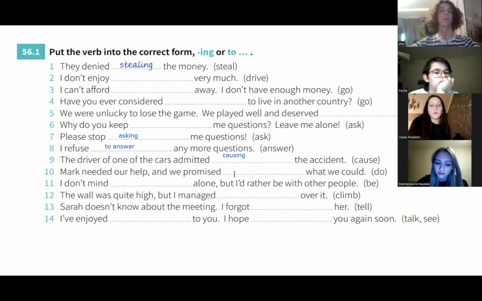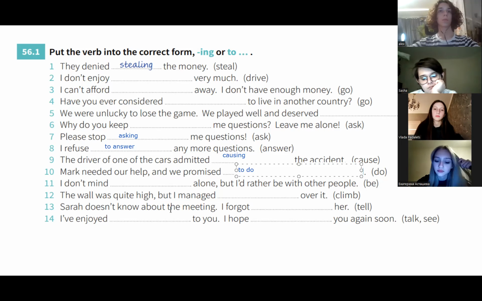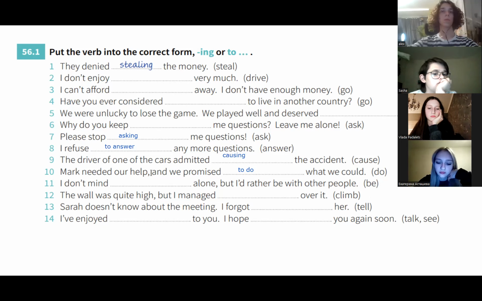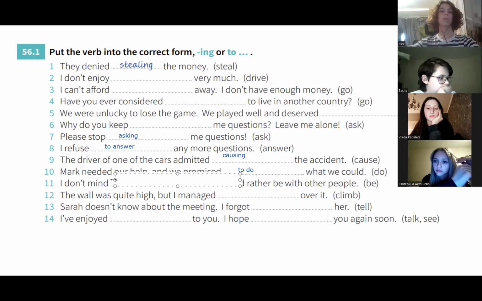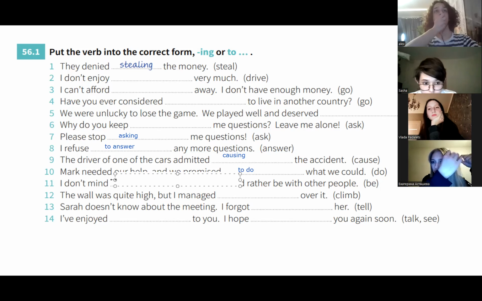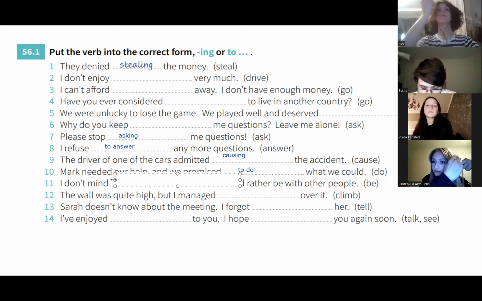Mark needed our help and we promised to do what we could. Maria. I don't mind to be alone, but I'd rather be with other people. Okay. With mind, it's always не возражать что-то делать. With mind is doing something. I don't mind. Do you mind doing something? Do you mind watching this film? Do you mind eating out today?